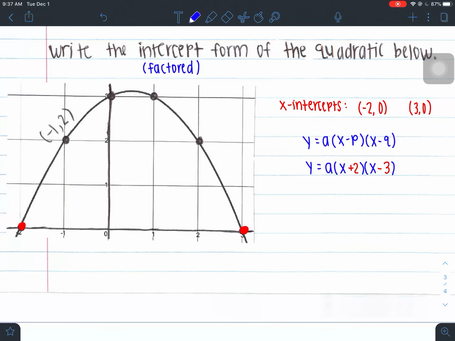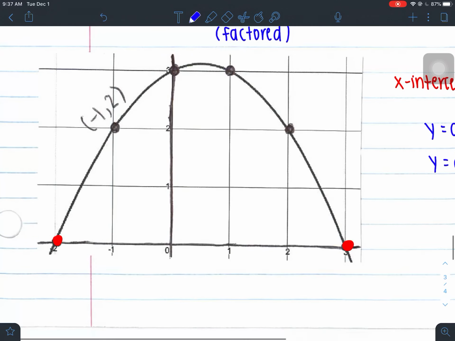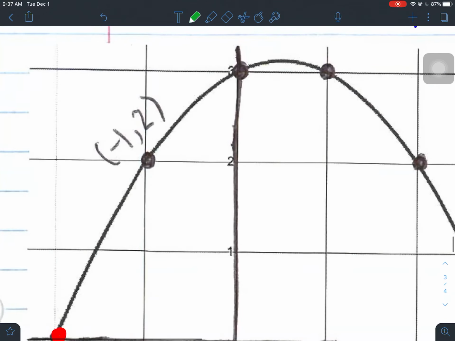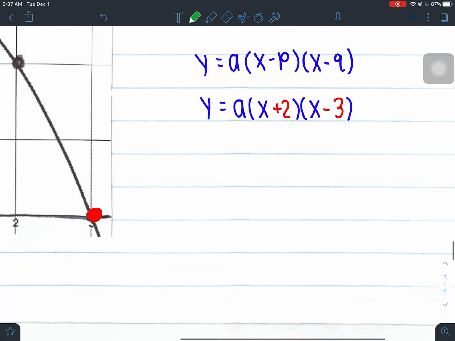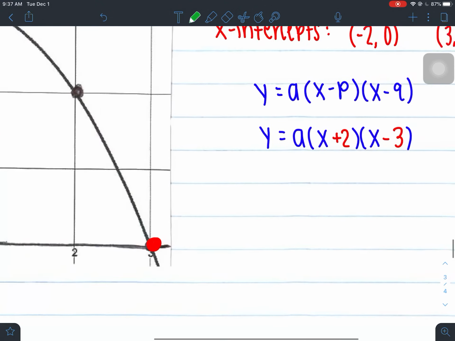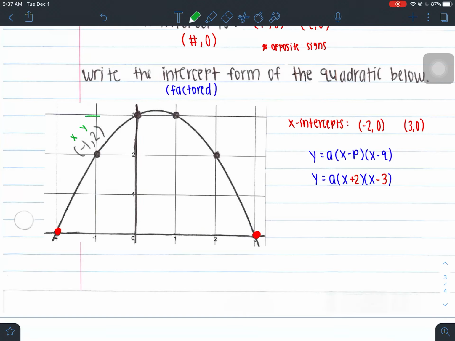Now I know a is going to be negative because this parabola opens down, so a has to be negative here, so we know that it has to be negative. So here's what happens. Notice how the quadratic gives you a point. The problem gave us a point here. It gave us the point -1, 2. It gave us our x and our y here. They gave us a random point on the quadratic. So we're going to use that point to help us. So again, we're going to use the point -1, 2.